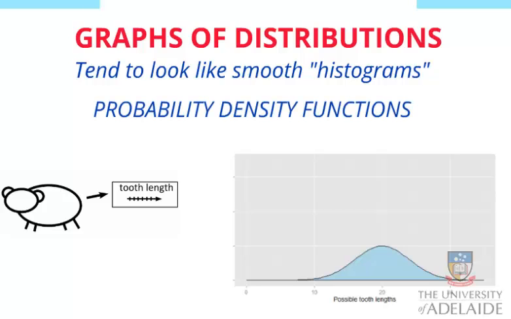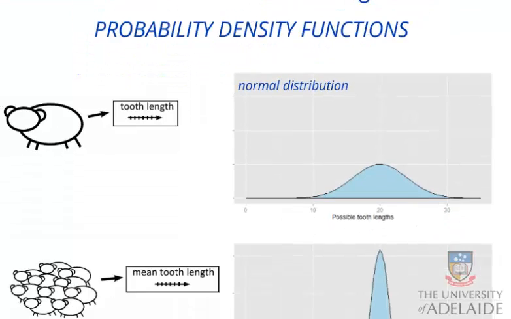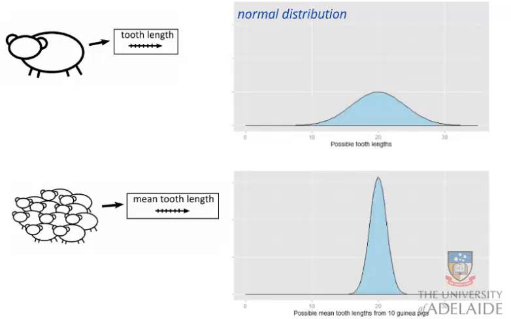This graph is a probability density function. The height represents how likely it is to be near that number, and the area represents 100% of probability. So all of the possible tooth lengths covers 100% of the possibilities, and the lower it is, the less likely it is to be in that zone. So this is a picture of a normal distribution. I could record a measurement of the mean tooth length of 10 guinea pigs, and that would be this normal distribution. I've got an x-axis, which is all the possible mean tooth lengths from 10 possible guinea pigs, and it's much more likely to be near 20 than it is to be any further away.